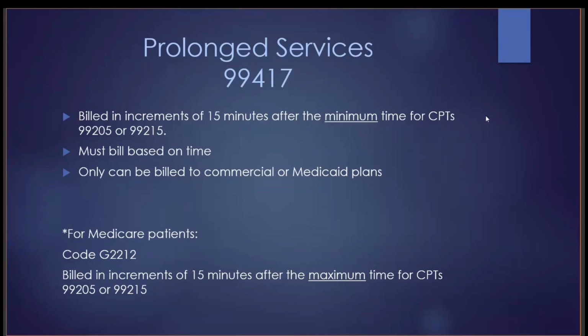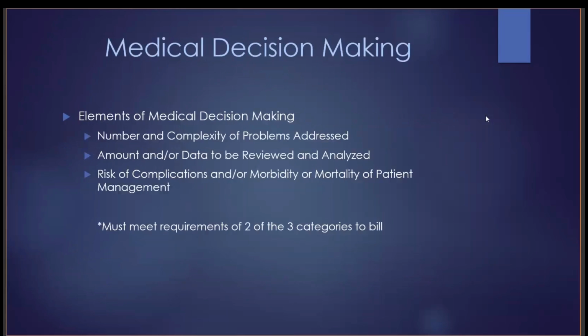So let's talk about medical decision-making. There are 3 elements, and in order to bill, you need to meet the requirements of 2 of the 3 elements. You have the number and complexity of problems addressed, the amount and or complexity of data to be reviewed and analyzed, and finally the risk of complications and or morbidity or mortality of patient management. Within that first element, you have the number and complexity of problems addressed.